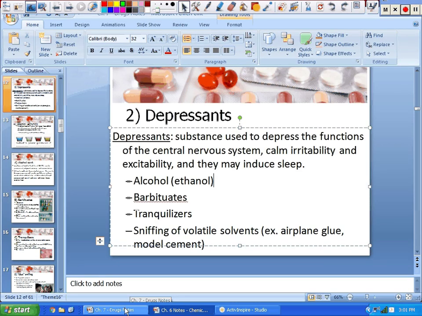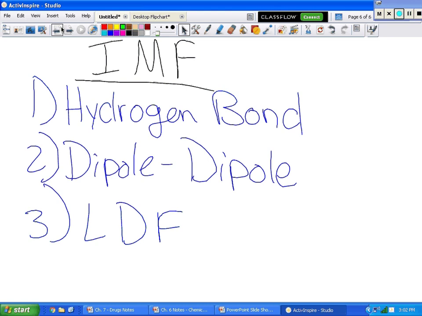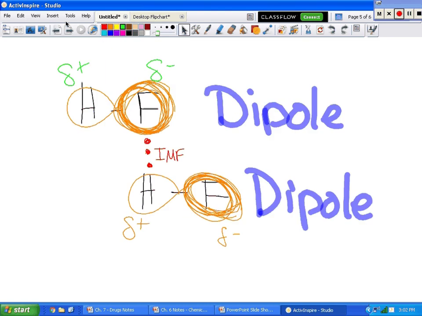So again, now let's go back and let's look at this example. You told me a minute ago that this was polar, so it's a dipole. You told me that this HF was polar, so it's a dipole. You told me this was a dipole-dipole. But could this possibly be hydrogen bonding? Does it have a hydrogen? Is it having any fun? It dang sure is. So this one is not just a dipole-dipole, it's also a what? Hydrogen bond.